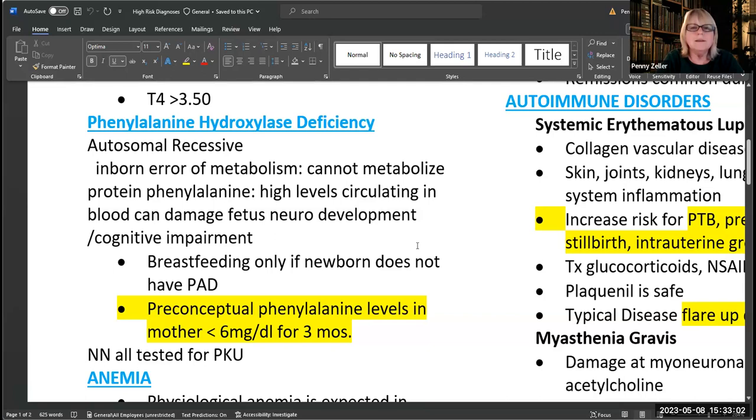If not, there's too much phenylalanine circulating in the mother's blood, because she's eating food with that protein she's not supposed to, and it can cause neurological damage in the fetus as well. So we need to get her tested and get her levels low. We do routinely screen all newborns for PKU. If a mother has PKU levels that are high, she can't breastfeed.